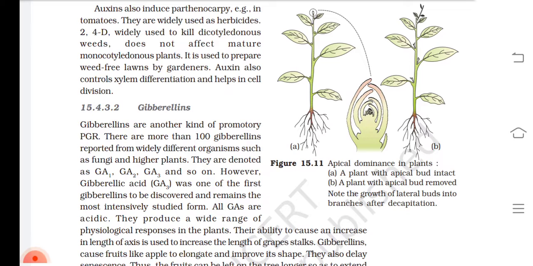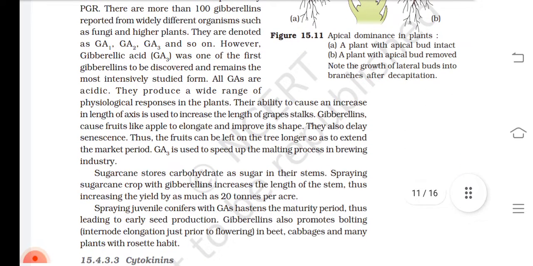15.4.3.2 Gibberellins. Gibberellins are another kind of promotory PGR. There are more than 100 gibberellins reported from widely differentiated organisms such as fungi and higher plants. They are denoted as GA1, GA2, GA3, and so on. However, gibberellic acid, GA3, was one of the first gibberellins to be discovered and remains the most intensively studied form. All GAs are acidic. They produce a wide range of physiological responses in plants.